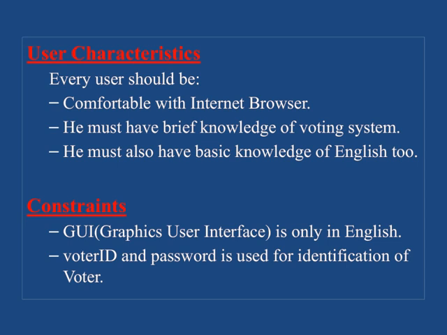Now, let's talk about some constraints. The GUI being only in English means users need to be comfortable with the language to navigate the system easily. This is a key point, especially if we're considering a diverse user base. Finally, for identification, voters will use a voter ID and password. This security measure ensures that each vote is authentic and that the process remains confidential. So, users should be familiar with how to use these credentials properly to log in securely.